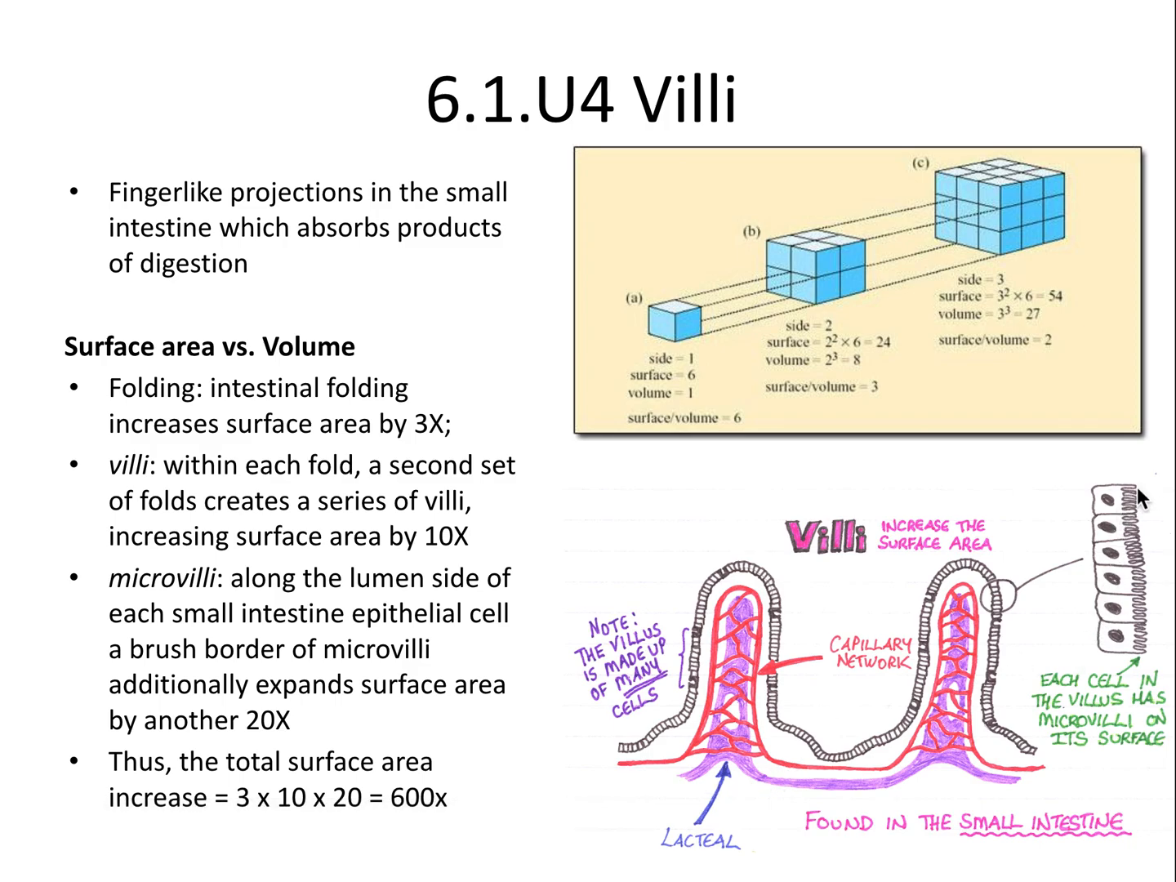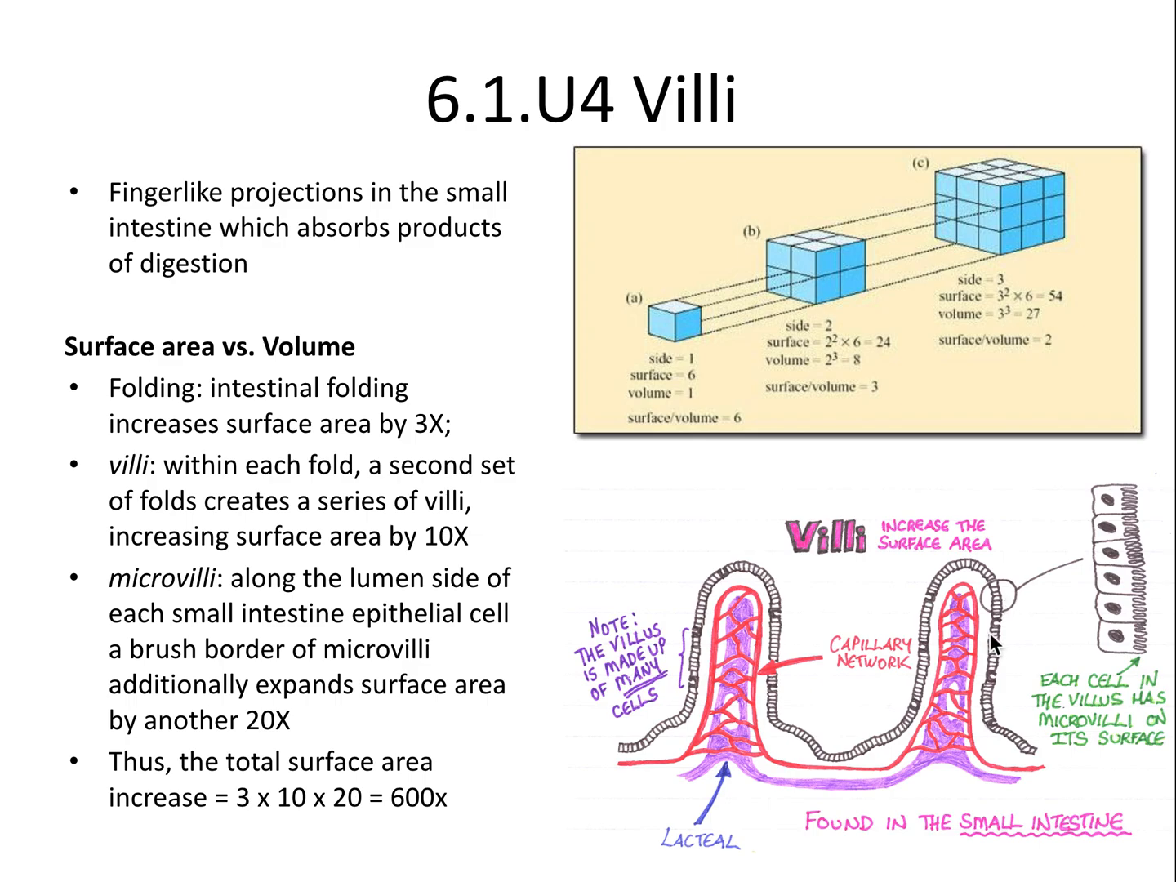So you can see here even smaller, these little fingers on this side, and then this is zoomed in on just one of these little fingers here. So we zoom in and you can see all these little villi. So folding is going to increase the surface area by 3 times. The villi within each fold is a second set of folds, creating a series of villi. So just having these folds in general is important, but then within each fold, there's even more. So that's going to increase it by 10 times.